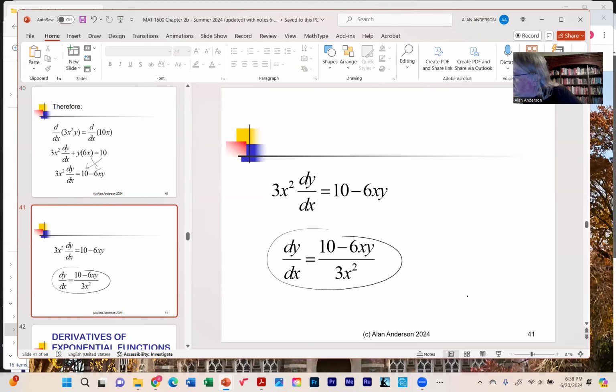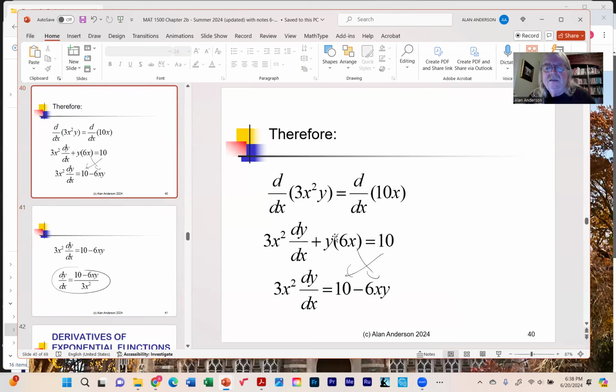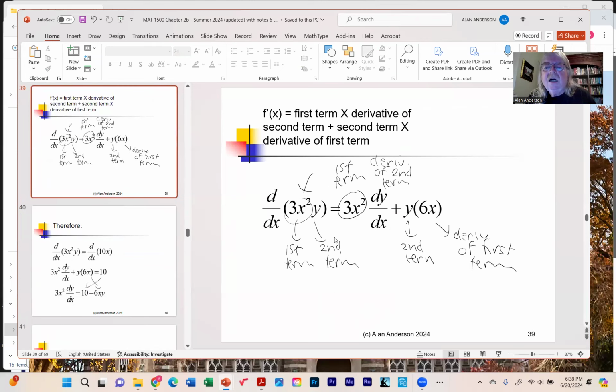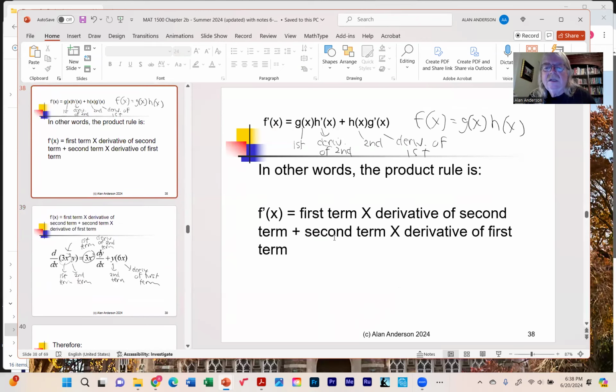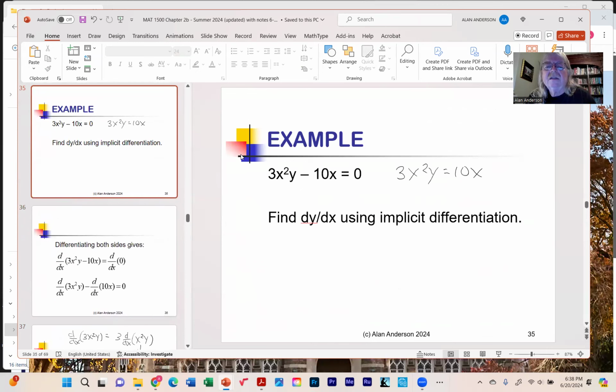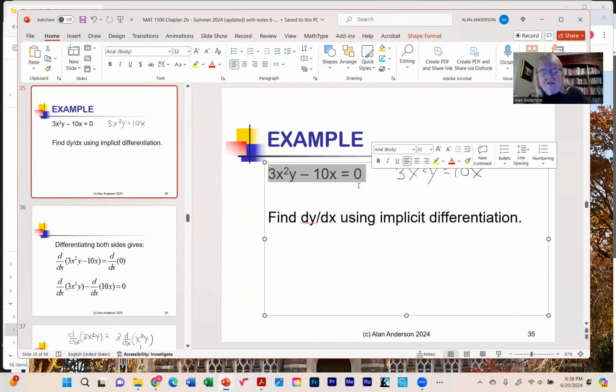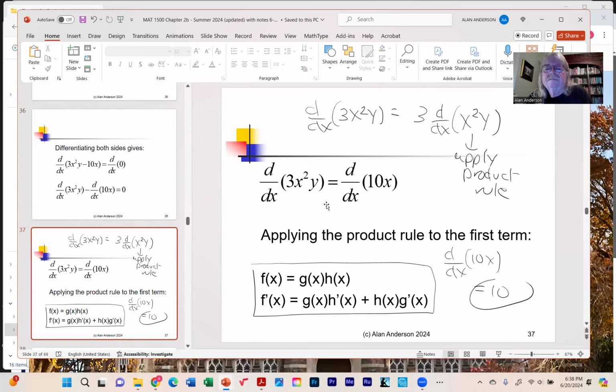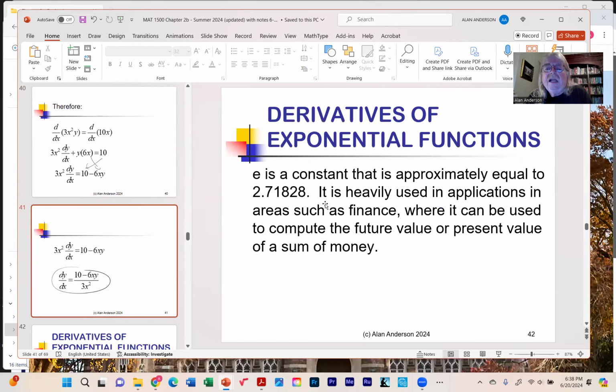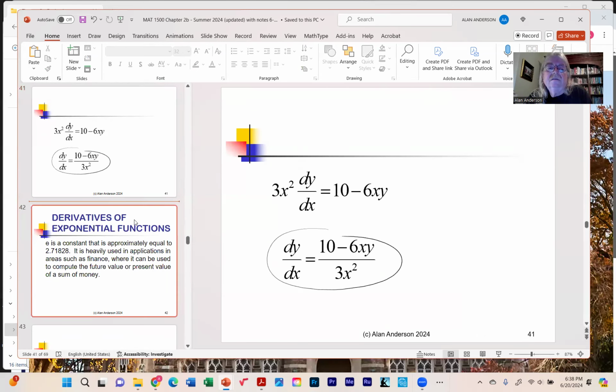Okay, now what we're going to do is something interesting here. We're going to go back to the original equation and say, listen, was there another option here? And the answer is yes.